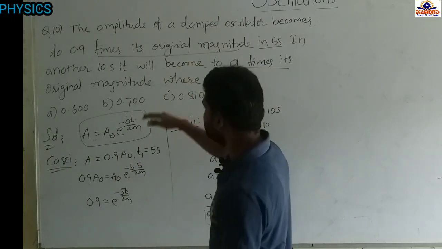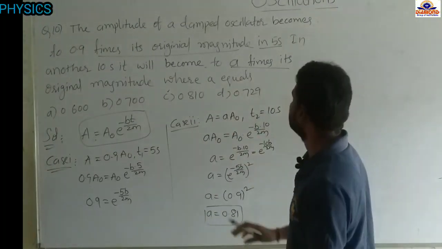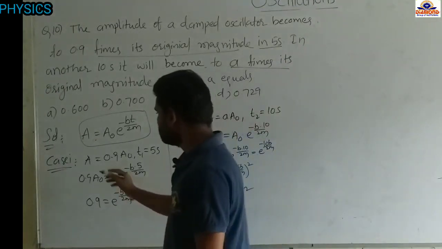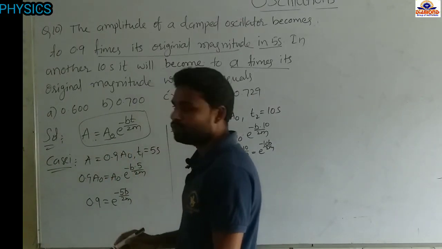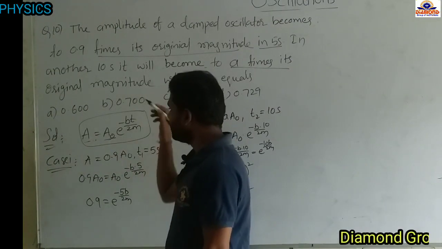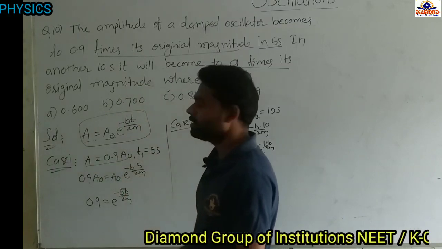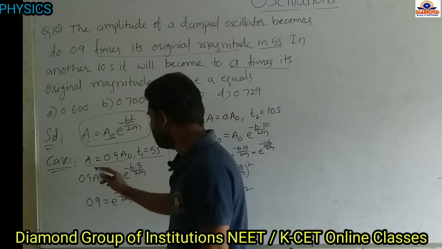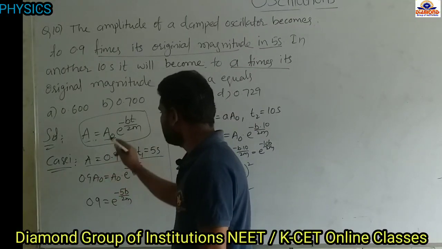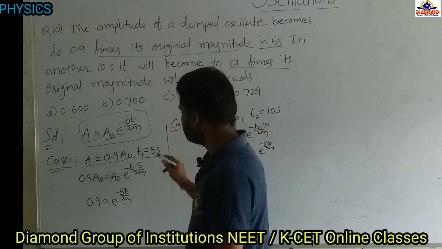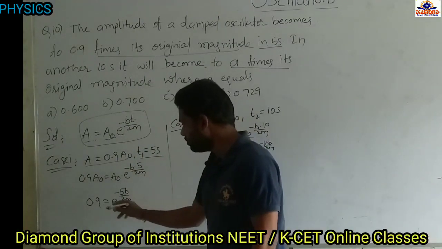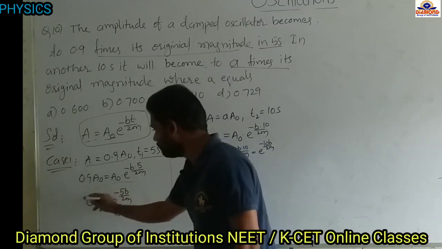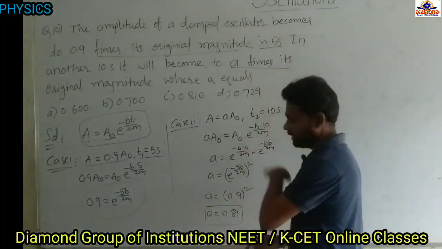They have given two cases, so I am considering two cases. In the first case, the amplitude becomes 0.9 times the original magnitude. A naught is the initial, original magnitude, so A becomes 0.9 times the initial, 0.9 A naught, and time equals 5 seconds. Now I am substituting these values in the formula: 0.9 A naught equals A naught e power minus b into 5 by 2m. A naught will be cancelled, so 0.9 equals e power minus 5b by 2m. Keep it like this, and use it in the second equation.